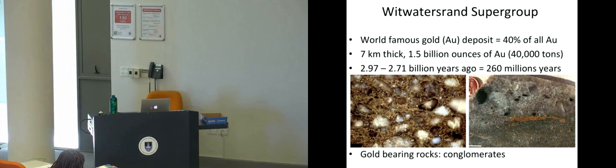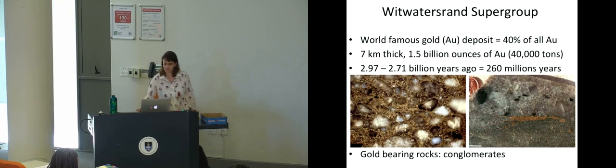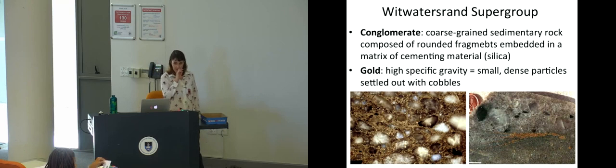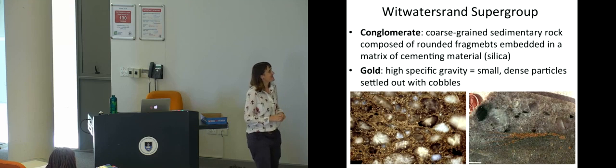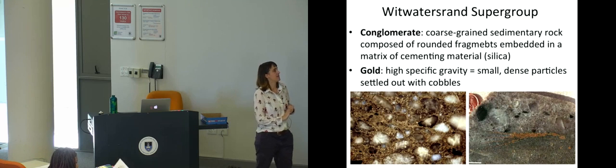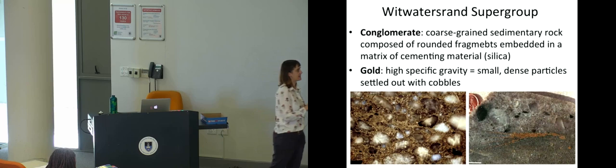So we have sandstones and conglomerates. We're going to talk more about conglomerates. But the gold-bearing rocks, the kind of famous rocks, are these conglomerates. And I'm sure you did conglomerates with Trish when you did sedimentary rocks. And yeah, that's what's made the Wit supergroup famous, the gold-bearing conglomerates. And if we actually look, what is a conglomerate? Because I know you know this. It's a coarse-grained sedimentary rock that's composed of rounded fragments embedded in a cementing matrix or cementing material.